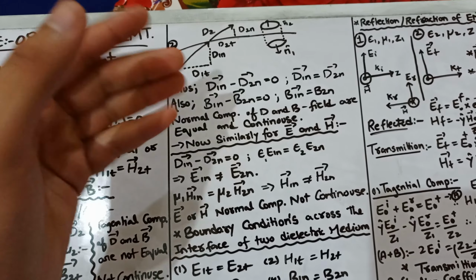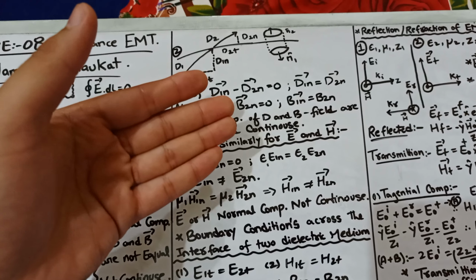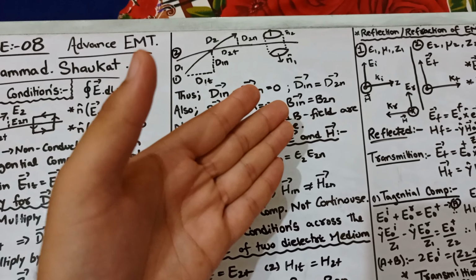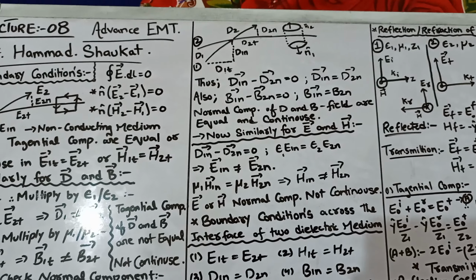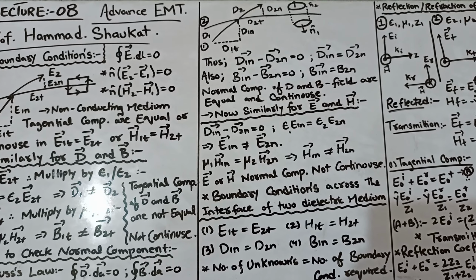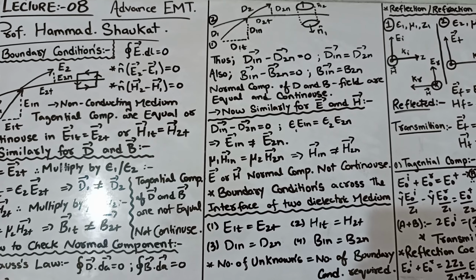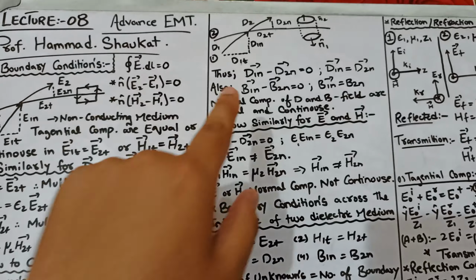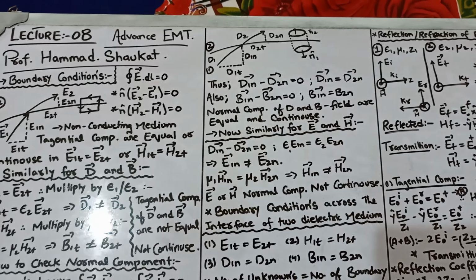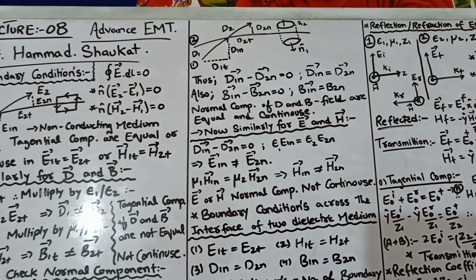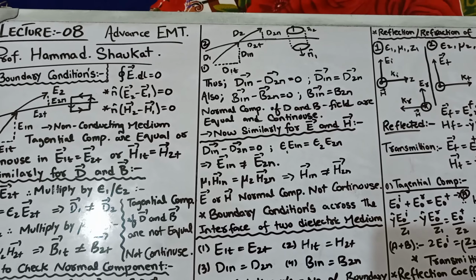Similarly, you can draw a similar diagram for the case of B, and you will conclude B1n minus B2n equals 0, or you can say B1n equals B2n. This means that your D and B fields, in the case of normal components, are continuous, or you can say are equal. So as I wrote here, normal components of D and B field are equal and continuous. Now let's finally check the case of E and H with normal components.